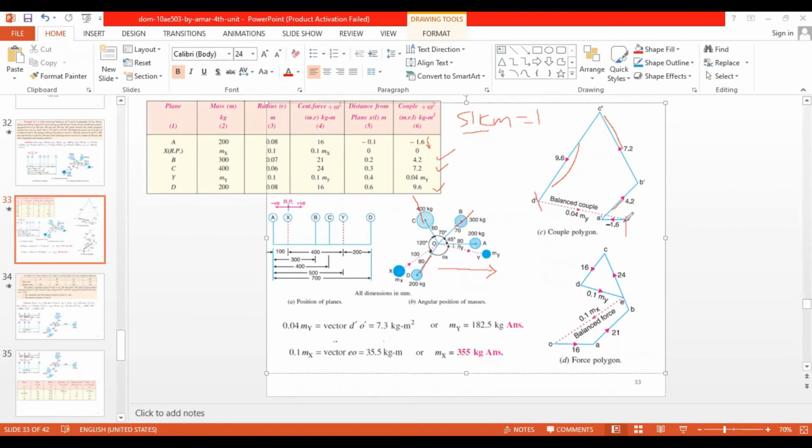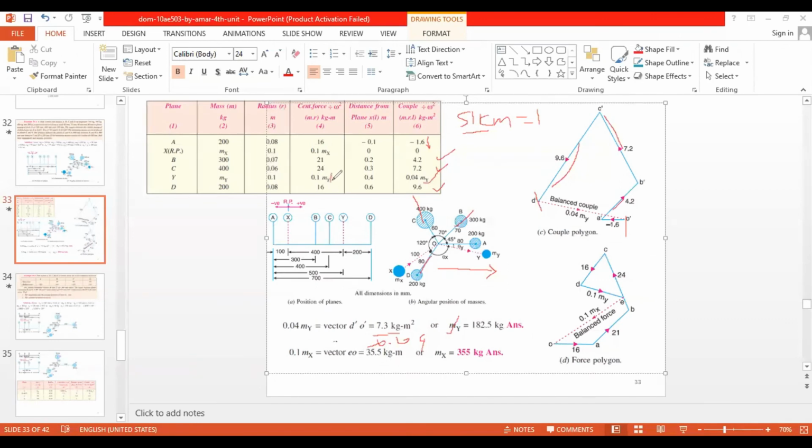So this one is coming as 7.3. According to the scale factor, they are putting 0.04. My is equal to 7.3 upon 0.04. So that will give you 182.5 kilogram. So now I have found the my. So what I will do, I will replace that my here. If I replace that my here, that is 182.5 kilogram into 0.1, that is 18.25.